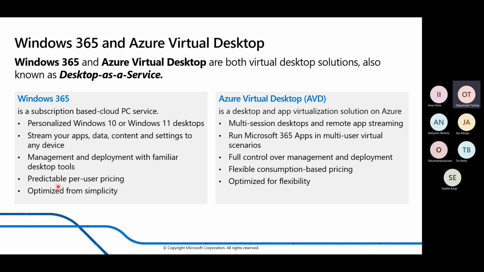Then with Windows 365, you get predictable per-user pricing. This one has flexible consumption-based pricing. Windows 365 is optimized for simplicity. If you want to make the life of your user simple, yes, this is it. But AVD is optimized for flexibility. So it is flexible enough. I can say, okay, I just want to run desktops, and these are the set of applications I want to run. So you can actually customize the kind of applications you want to put in an AVD environment.